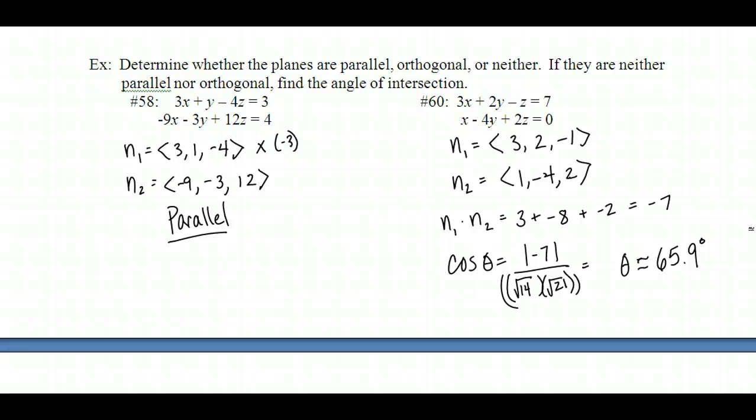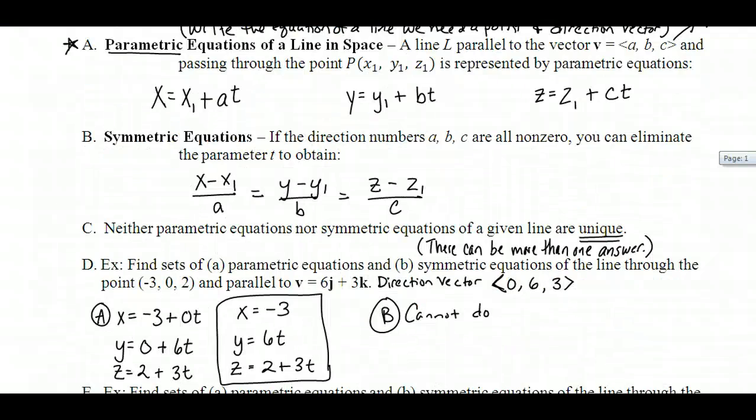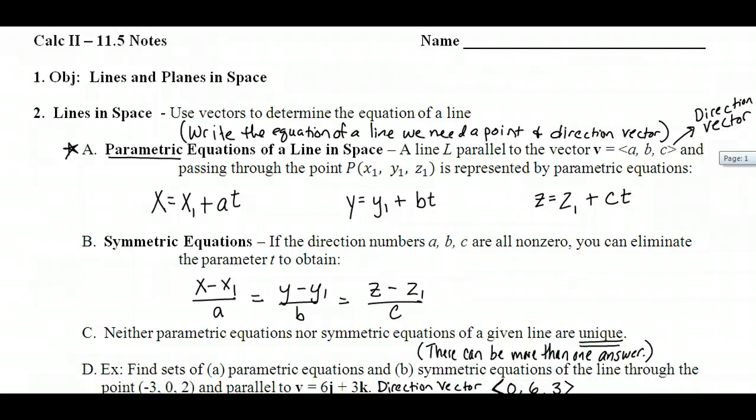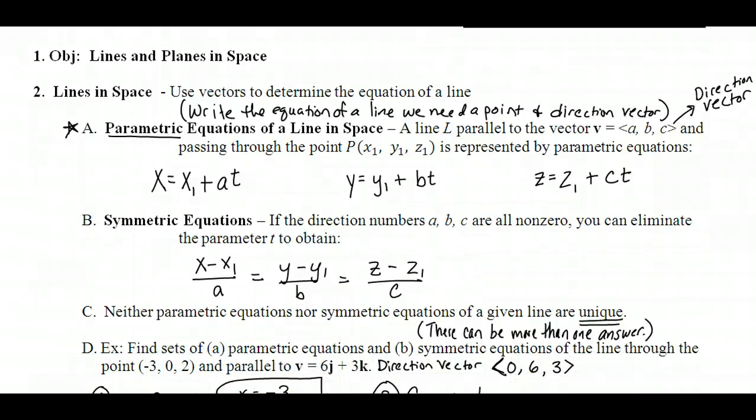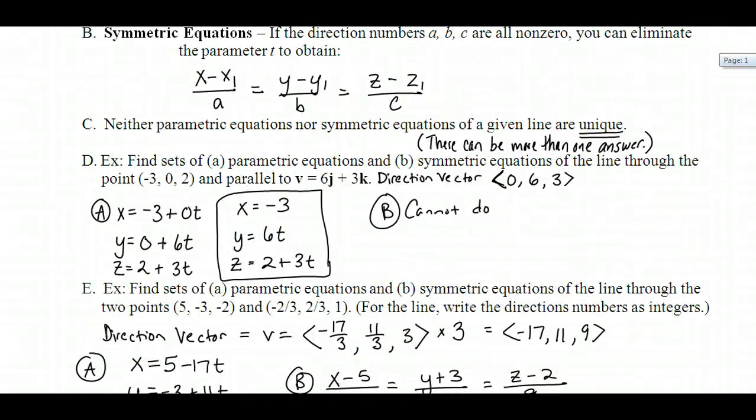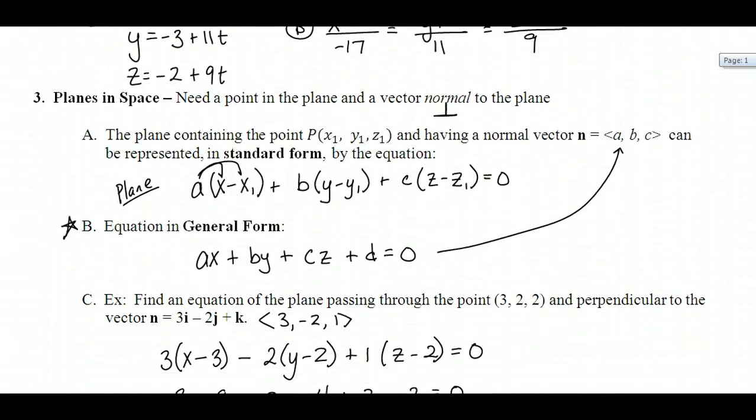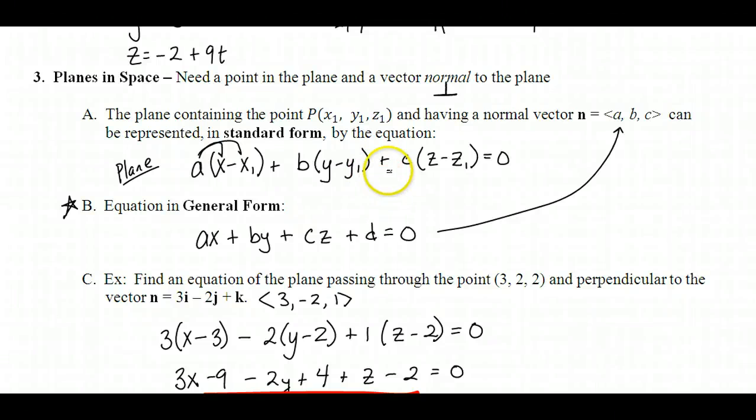So, finding the angle. If we look back over this page, we did quite a few things. We wrote the equation of a line, which, just like any equation of a line, you need a point on the line, and you need your slope or your directional vector, and there are different ways that we can do that. We wrote the equation of a plane, and again, you need a point on your plane, and now you need a vector that's normal to your plane, and then we obviously have to know the equation for it.